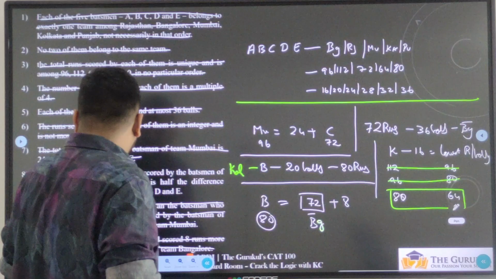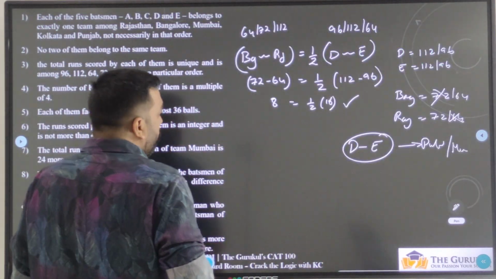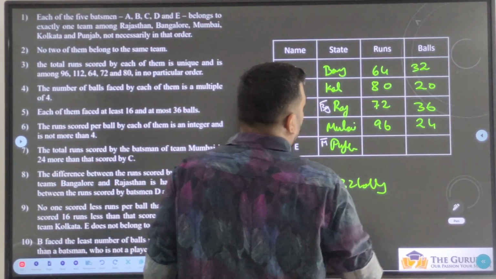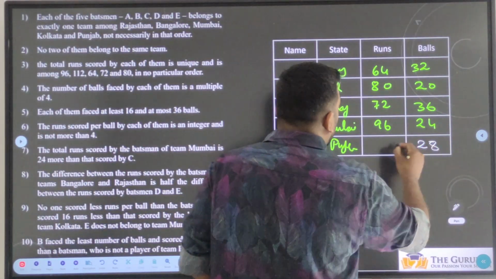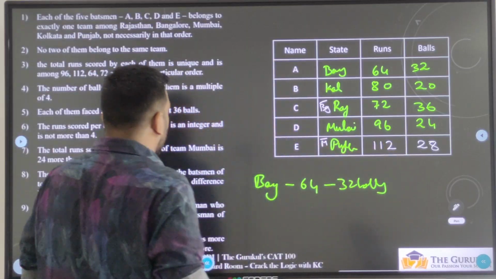Mumbai is getting 96 runs. 96 runs means 24 balls. Mumbai is 96 runs and 24 balls. And the last thing we are left out, which is 28 balls, and we are left out with 112 runs, that is for Punjab.